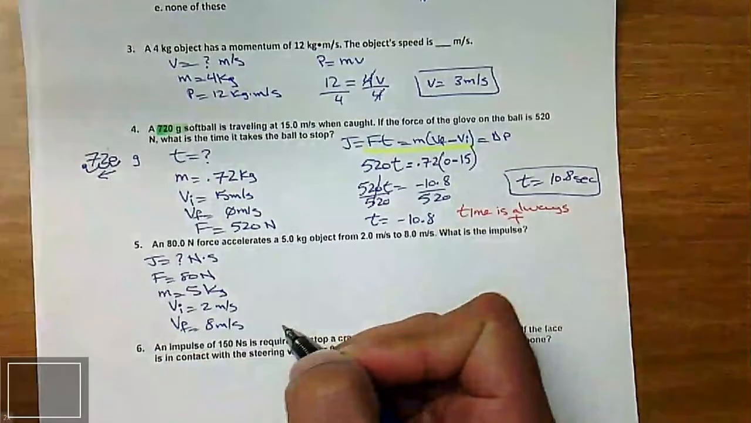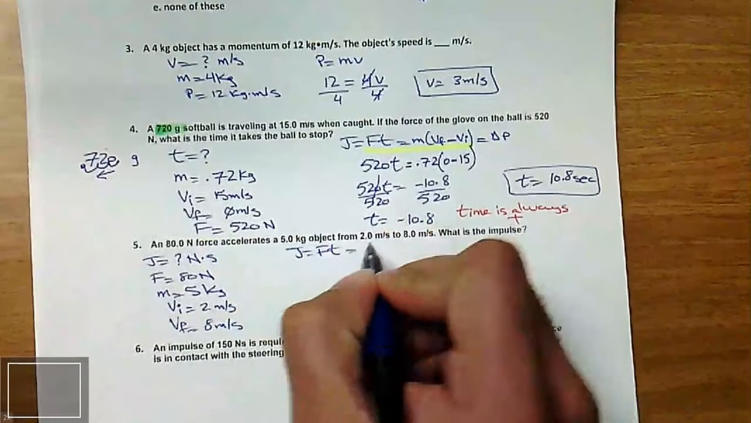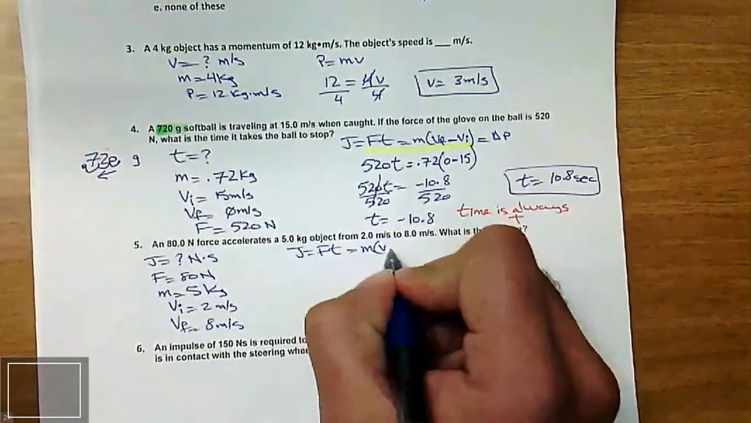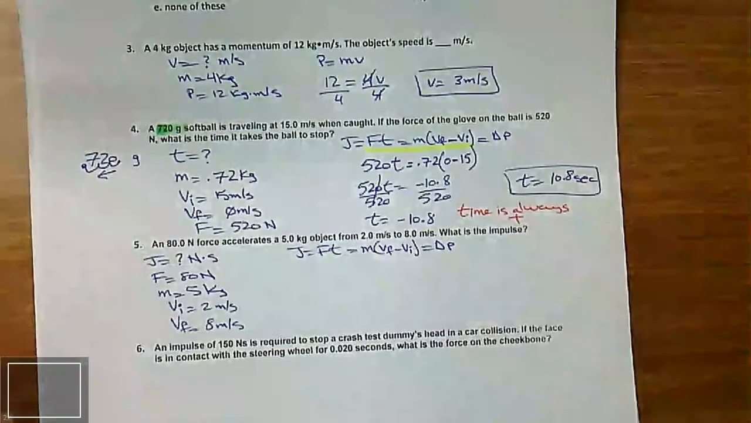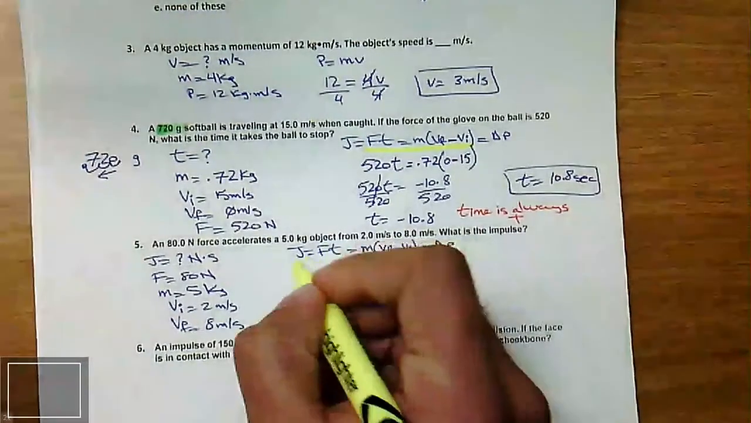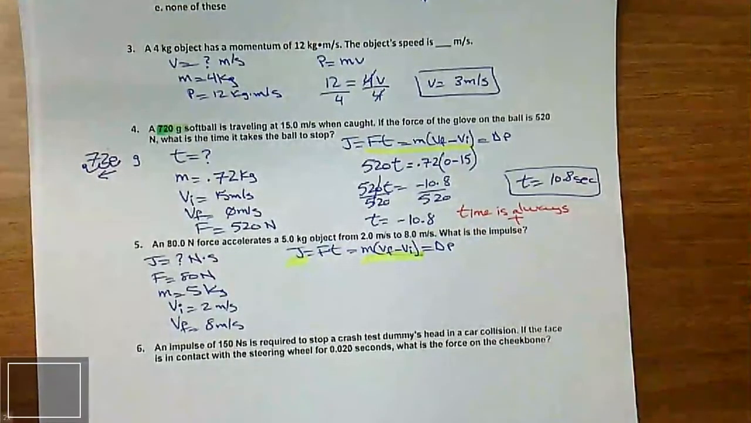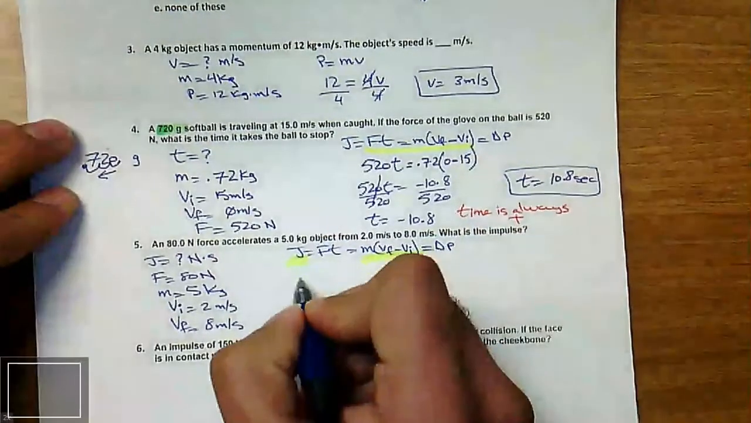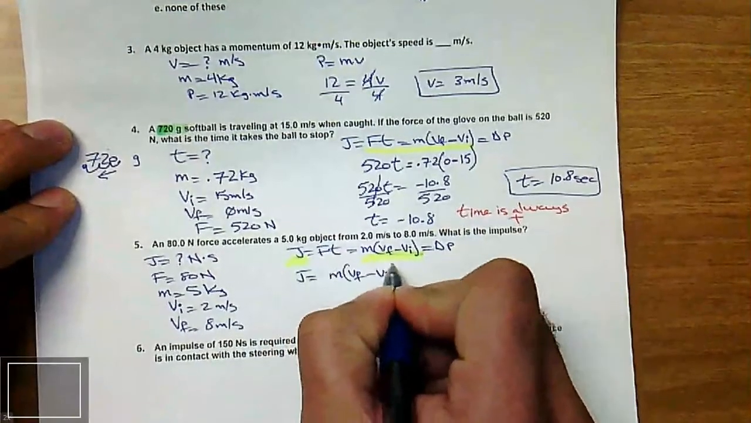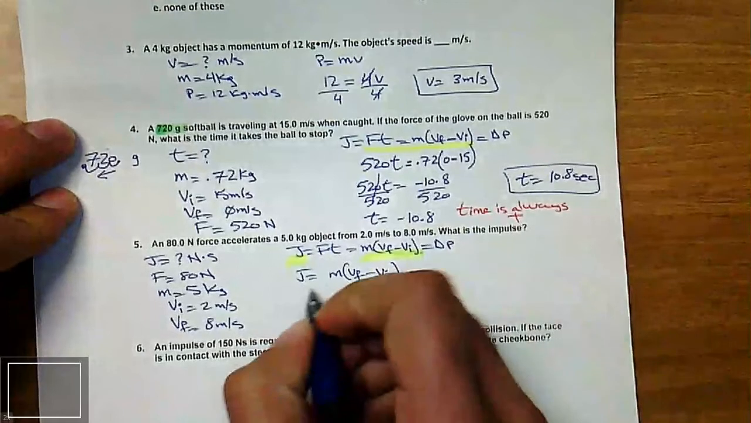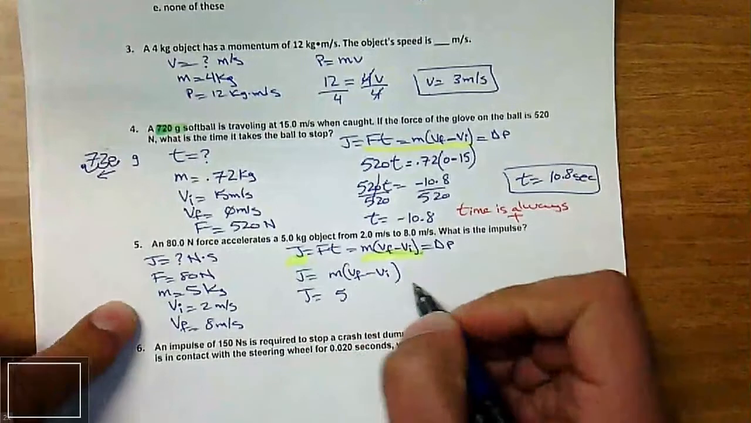So again, we're going to look at our full equation. J is equal to FT is equal to M times VF minus VI is equal to delta P. And now, based on the variables that we have, we need this part and we need this part. So we're going to use those and set them equal to each other. So we've got J is equal to M times VF minus VI. All right, go ahead and substitute. So we're still solving for J, and the mass was 5.